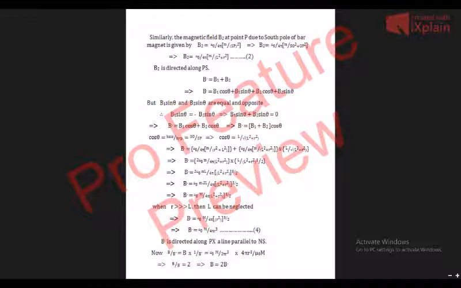Now B is equal to B1 plus B2. As I told you, B1 has two components.